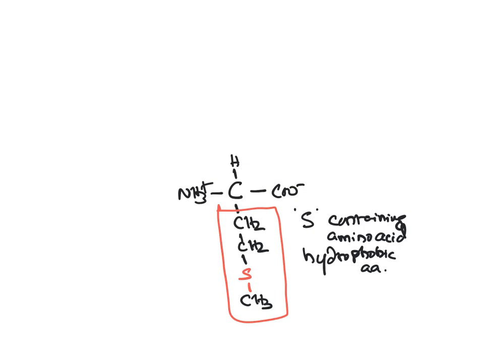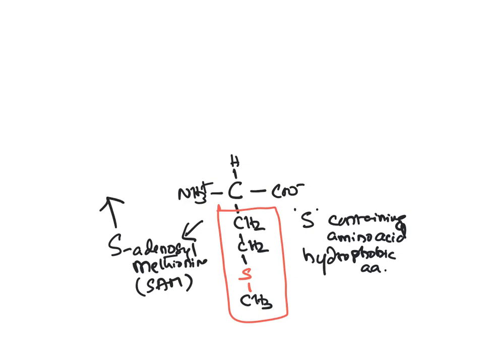Methionine eventually goes into a metabolic process. You are going to study that in biochemistry. Methionine will be converted to what is called S-adenosyl methionine, sometimes just written as SAM, S-A-M. What is the importance of SAM? SAM participates in methylation reactions. We have methylation reactions in our bodies.